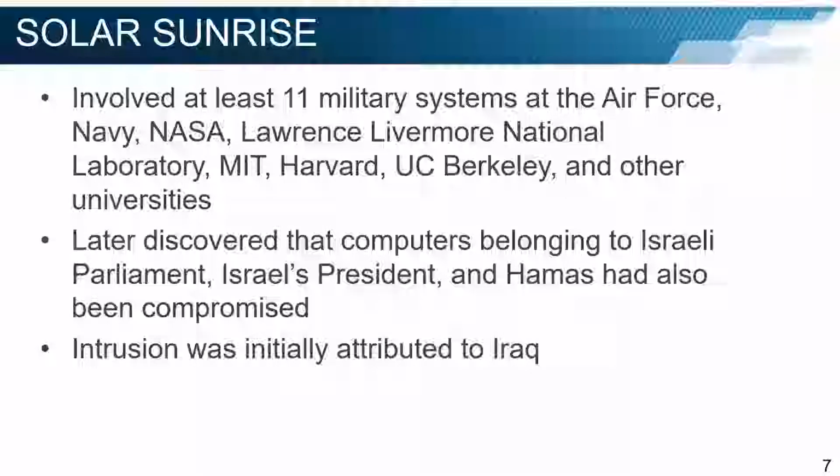The Solar Sunrise intrusion compromised at least 11 unclassified military systems at the Army, Air Force, and Navy. Additionally, the intrusion compromised systems at NASA, the Lawrence Livermore National Laboratory, MIT, Harvard, University of California at Berkeley, and other universities. It was later discovered that the same intrusion set also compromised systems outside the United States, including computers belonging to the Israeli parliament, Israel's president, and Hamas.